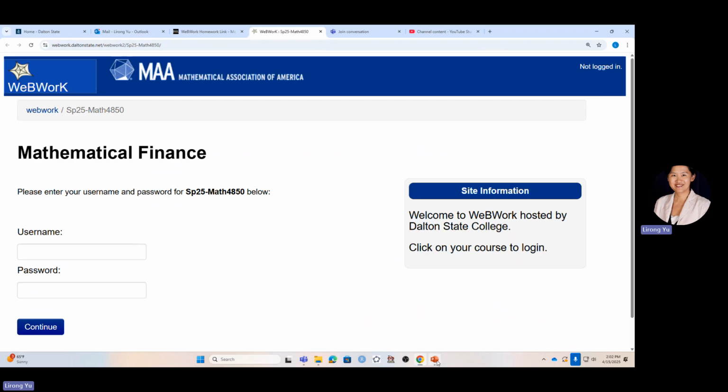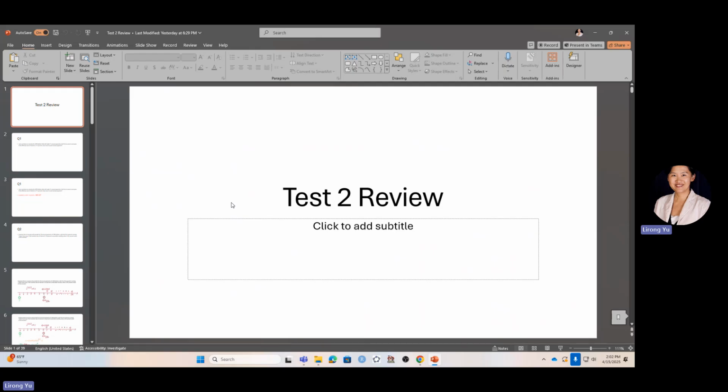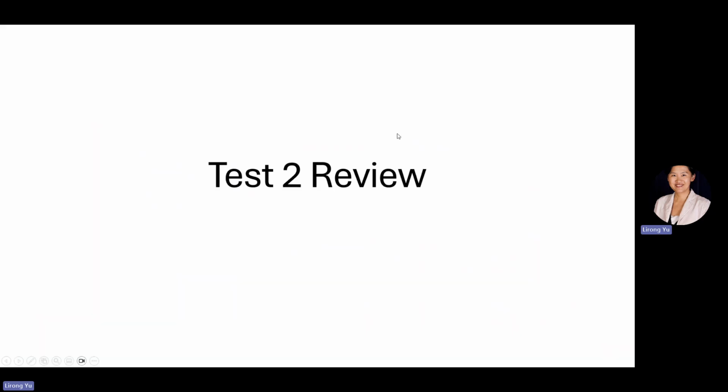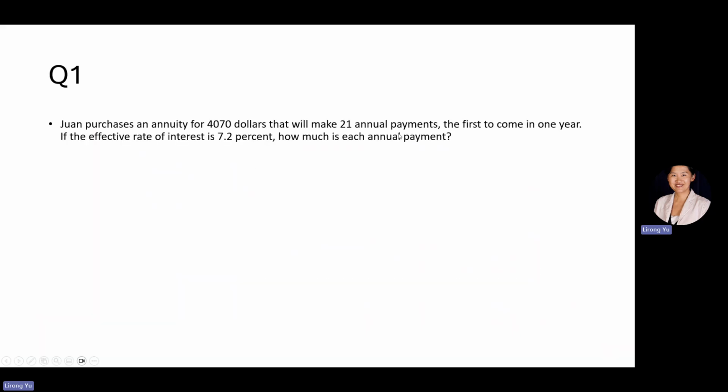Now for today, I want to try to walk you through all the solutions for the test 2 practice questions so you have a perception of what kind of questions will be on test 2. We are going to focus on annuity and annuity notation. So let's start with the first question.